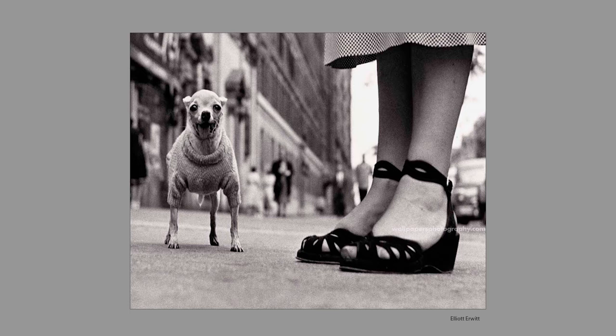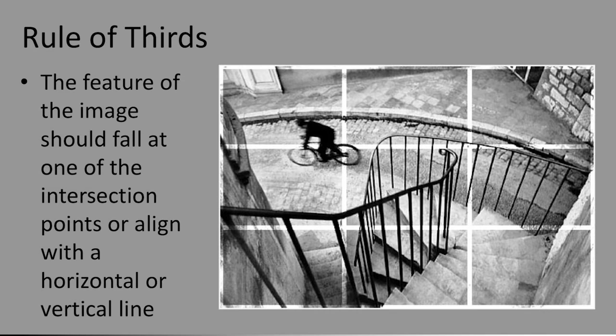When applying the principle of rule of thirds, the feature of the image should fall at one of the intersection points or align with a horizontal or vertical line. This is by no means a rule, but a general guideline to assist producing well-balanced photographs. It assists the new photographer to develop skills in image design.